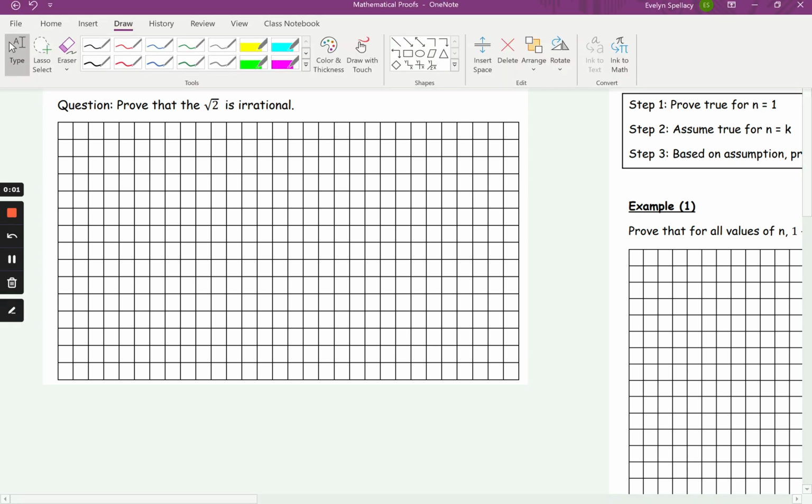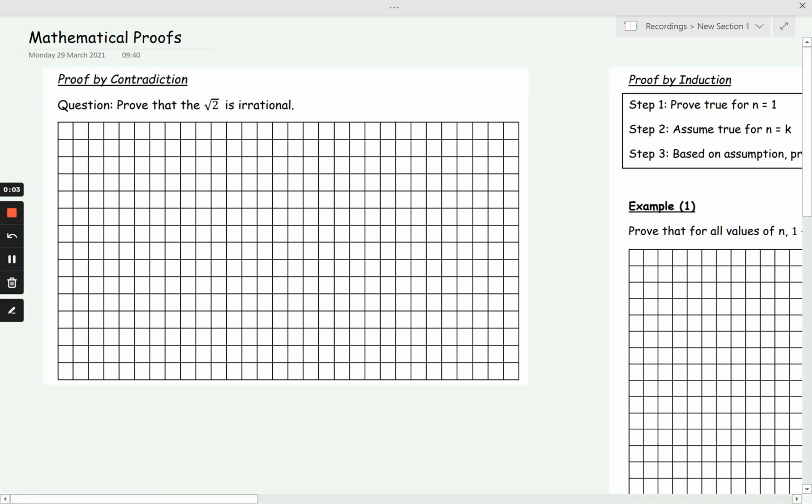Welcome to our tutorial today, everyone. What we're going to be looking at is called proof by contradiction. Now there's one main proof that we have to learn to use proof by contradiction, which is to prove that the square root of 2 is irrational. Remember, irrational means that it cannot be written as a fraction.